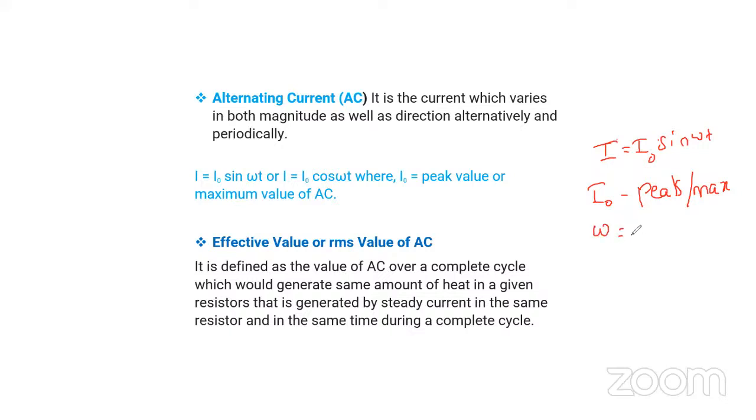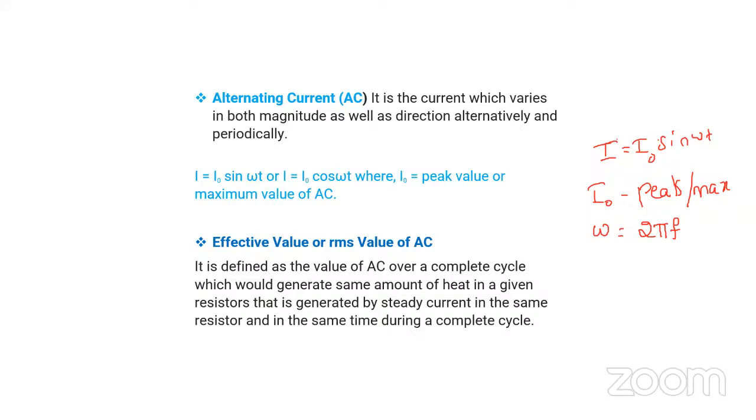Omega is called the angular frequency. We can also write this angular frequency in terms of linear frequency as 2 pi f. T is the time interval. Okay, so this is how we can represent the alternating current. Here I is called the instantaneous value of the alternating current.